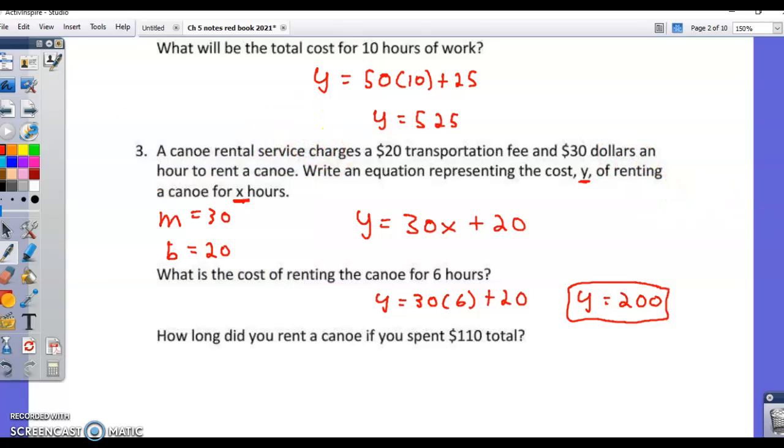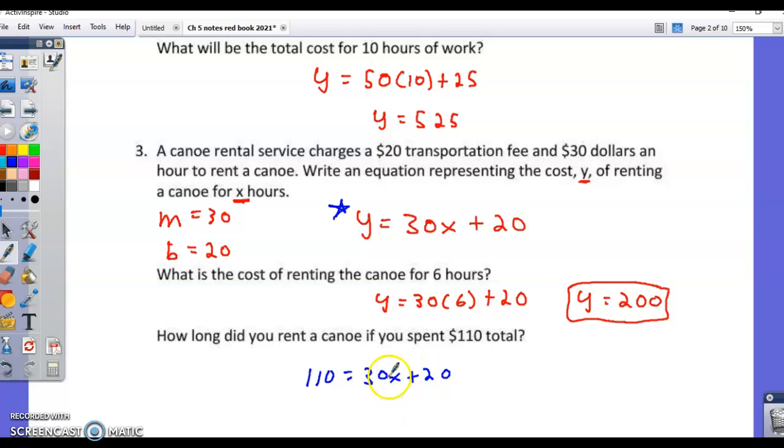All right, so the second part of the question is another way that they could try to test you, but still using this equation. So how long did you rent the canoe if you spent $110 total? Well, we know that y is our total cost. So the setup of this is we would put 110, instead of putting it in for x, which is our hours, our variable, we would then put it in for y. So I'm going to use this equation again. This is your friend once you set up your equation. And I'm going to put 110 in for y. So 110 equals 30x plus 20.